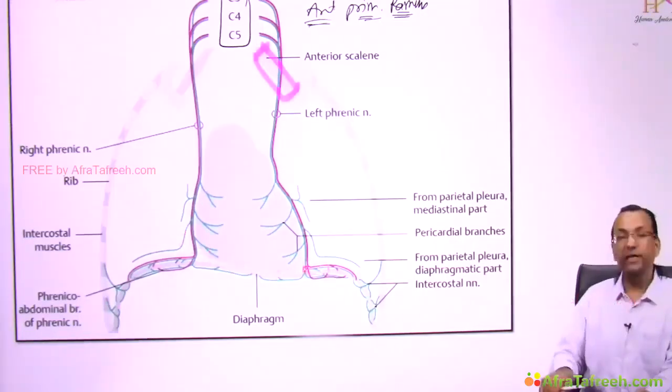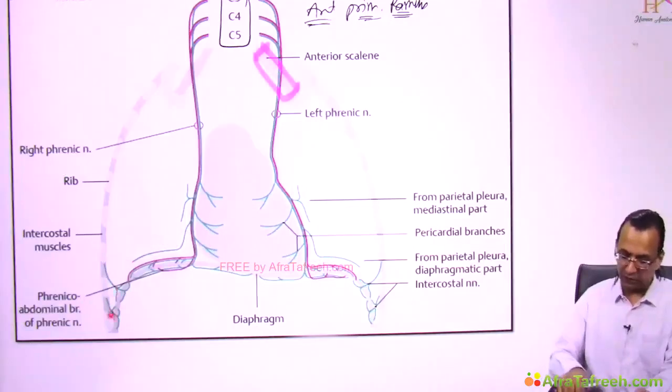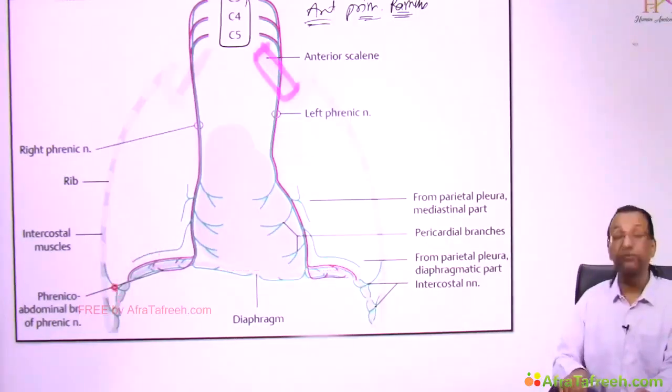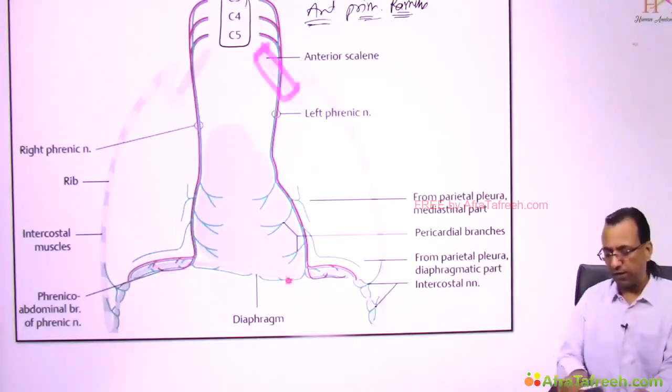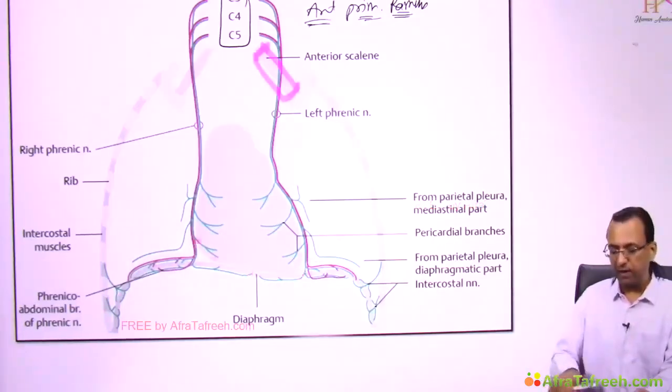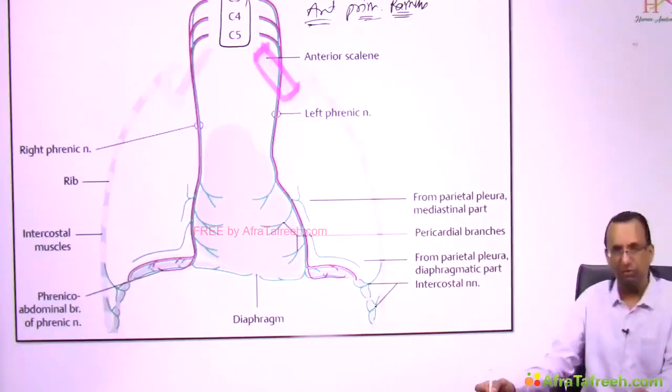It is sensory to the central portion of the diaphragm, but the peripheral diaphragm sensation is carried by the intercostal nerve. So the intercostal nerve carries the sensation of the peripheral diaphragm, and the central sensation of the diaphragm is carried by the phrenic nerve. The phrenic nerve also carries sensation of the peritoneum under the central diaphragm, the pericardium on the mediastinum, and the pleura towards the mediastinum. So this is something which we have to draw and discuss now.